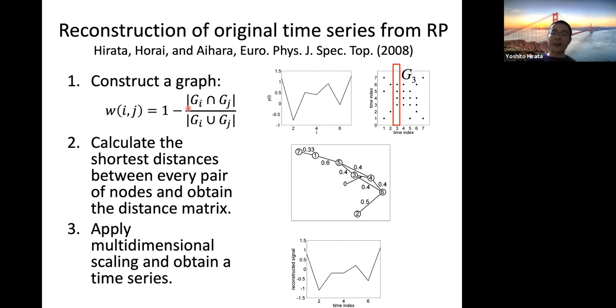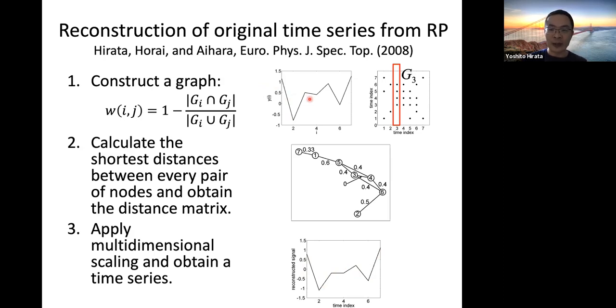Therefore, we apply multi-dimensional scaling so that we can find the points which preserve the distances between every pair of points. If we look at the largest eigenvalue component, this time series looks similar to the original time series. A good thing about this algorithm is that it works even if the original time series is high dimensional, even though I showed a one-dimensional example.